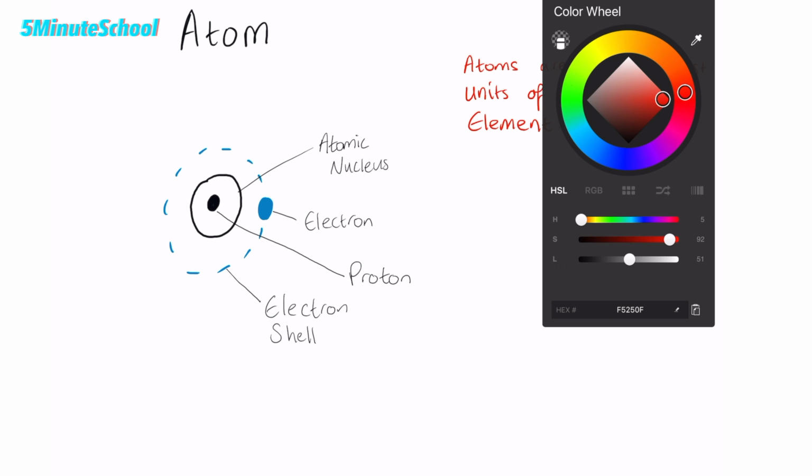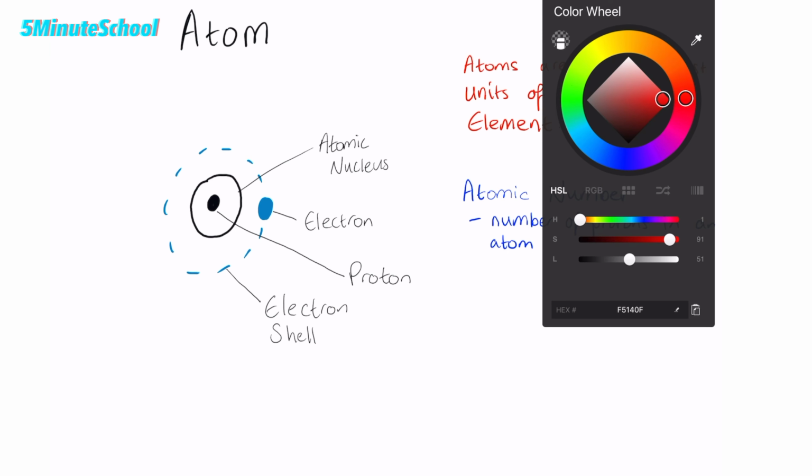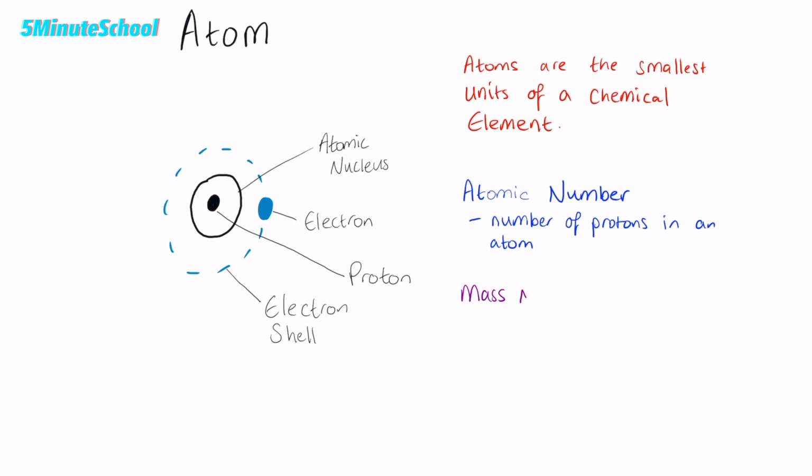Now, two key terms that you need to know for atoms are the atomic number, that's the number of protons in an atom, and the mass number, that's the total number of protons and neutrons in an atom. If you look at an element on the periodic table, you will see the atomic number on the top, the number of protons in an atom, and the mass number on the bottom, which shows the protons and the neutrons.